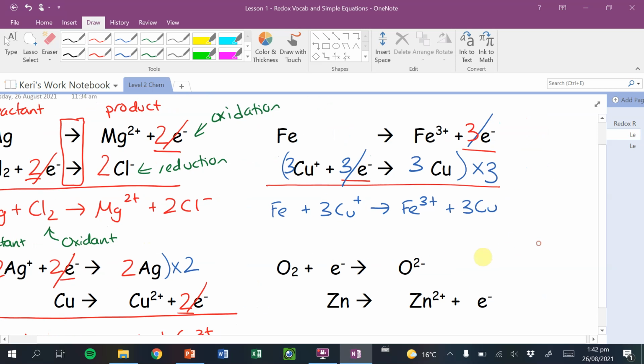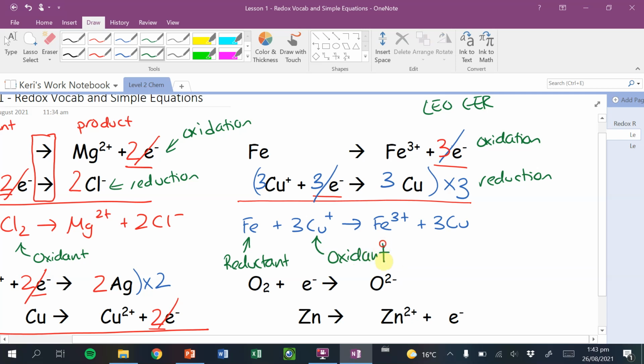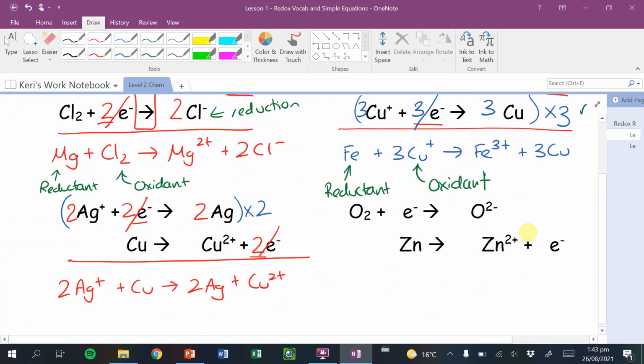Let's do some more examples. Again, my electrons are on my product side, so it's lost those electrons. Remember, think Leo the lion says grr. Loss of electrons, that is oxidation. This one here has gained 3 electrons, so that's my reduction. And then when I go to name it, that's my reductant, and that is my oxidant. Cool.